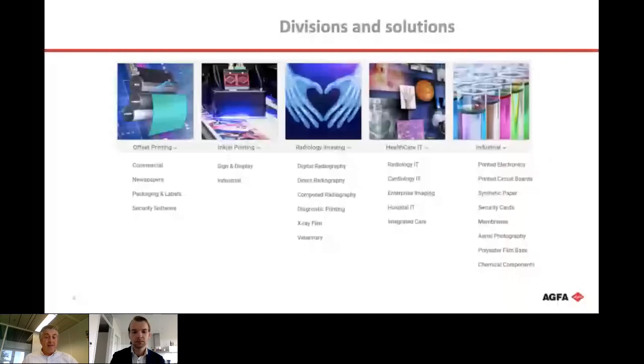Now, the group has a divisional structure, which is built around solutions, as you can see. Solutions in offset printing, newspaper, magazines, packaging, also inkjet printing for the printing industries, but not to forget radiology imaging, digital direct computed X-ray, and IT solutions for the healthcare sector. And last but not least, based on the big history the company has, as well as the experiences, we also offer what we call derived and connected industrial solutions like printed electronics and circuit boards, synthetic paper, membranes, security cards, etc., etc.